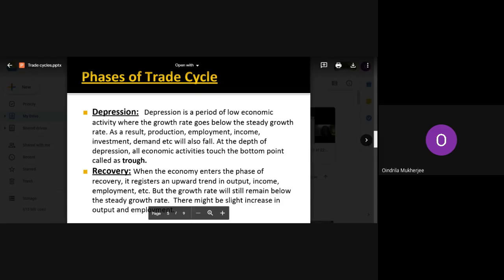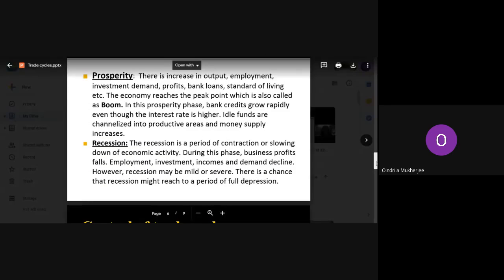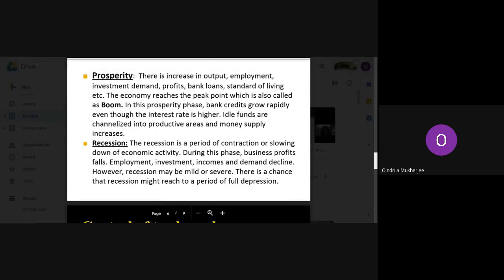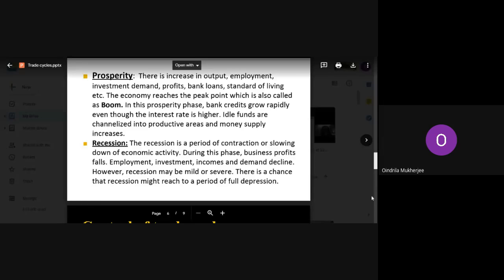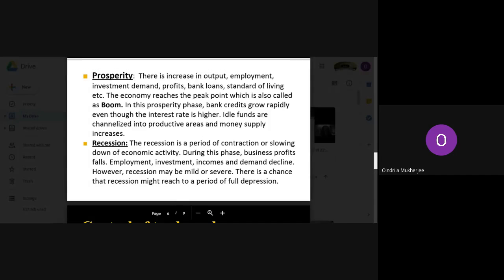Now the next one is the prosperity stage, which I will show you through the slide. Okay, now next is about the prosperity stage. If you can see this slide, just put in the chat box as slide. Okay, everybody can see the slide.